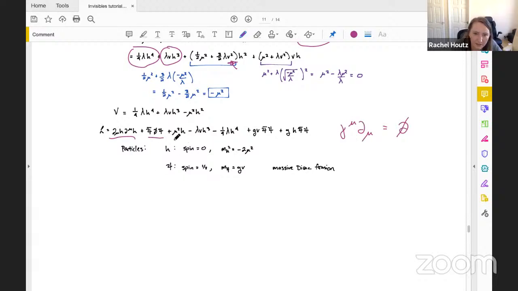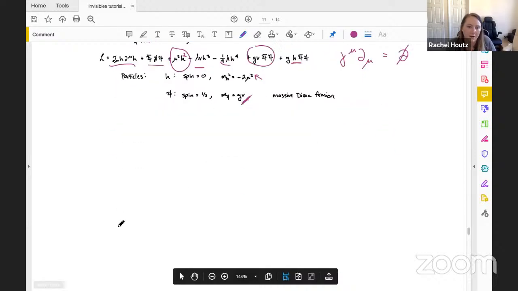And then we get, oops, this should be squared, mu squared h squared, these other field couplings. So we have a mass term for h here, a mass term for the Dirac fermion here, and then the Yukawa coupling. And so the particles we have are h, which has a mass squared of -2 mu squared, but that makes sense because mu squared is a negative number. And then we also have a massive Dirac fermion with mass g times v.